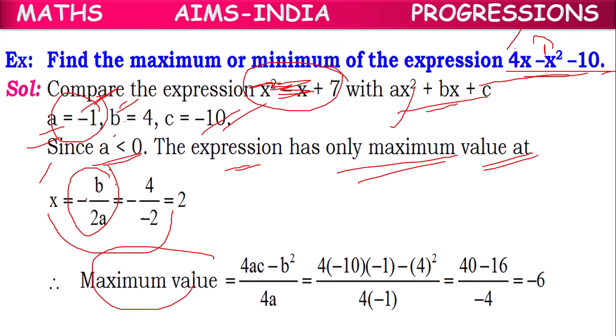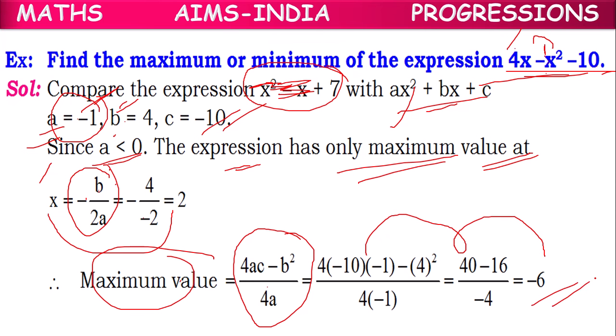So what is that maximum value? The formula is 4ac minus b square by 4a. Let's substitute all the values and simplify. We will get the answer minus 6. So minus 6 is the maximum value of the quadratic expression.